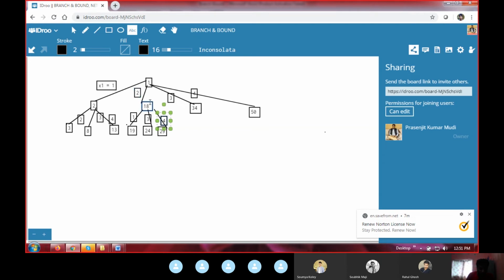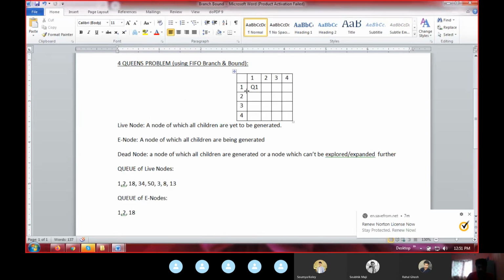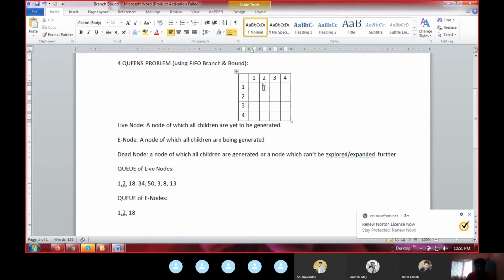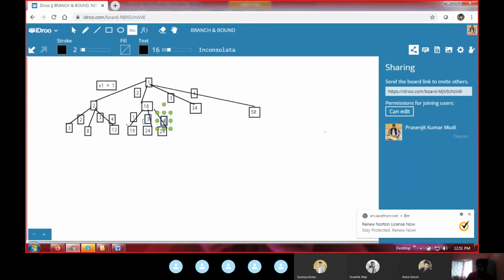while you are making node 18 as e-node, you have assumed that queen 1 had a state 2, meaning queen 1 has been placed at 2, right? So for queen 2 we have available space at 1, 3 and 4 positions. That's why 1, 3, 4 correspond to these nodes. Okay, so this is the tree construction, very easy. And in this way we can further proceed to come up to the final tree construction.